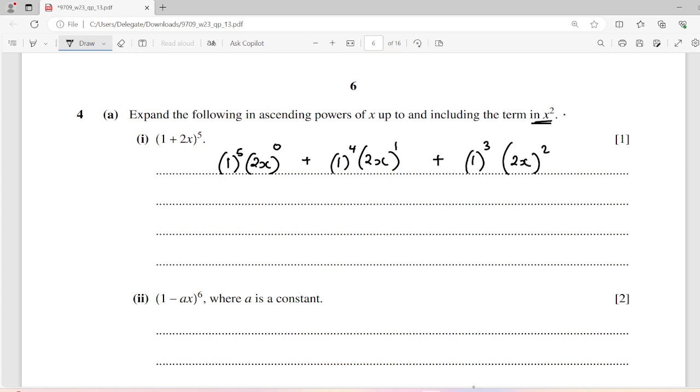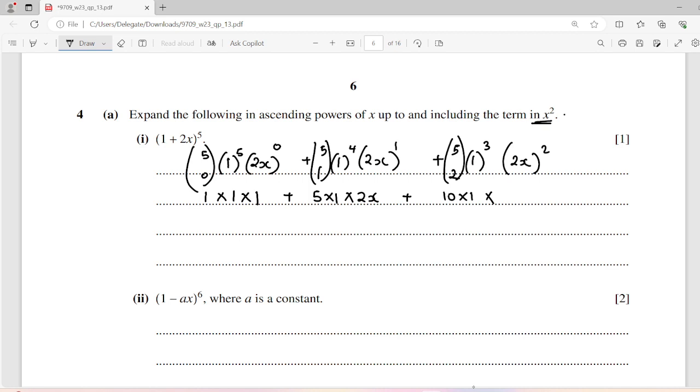So I'm going to put in the coefficients. This is 5 combination 0, 5 combination 1, and 5 combination 2. You have to multiply carefully so that you're able to get the right answer. So this is going to be 5 combination 0, which is 1, times 1 times 1, then plus 5 combination 1, which is 5, times 1 times 2x. Then the next sum, 5 combination 2, which is 10, times 1 times, you have to know your indices properly, this is going to be 4x squared. So my final answer is 1 plus 10x plus 40x squared.